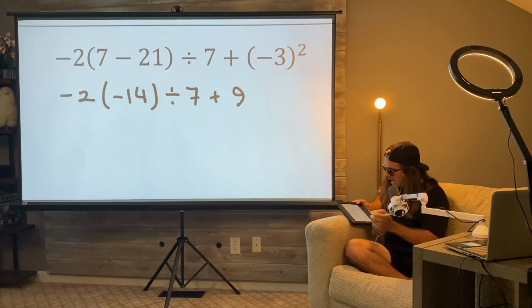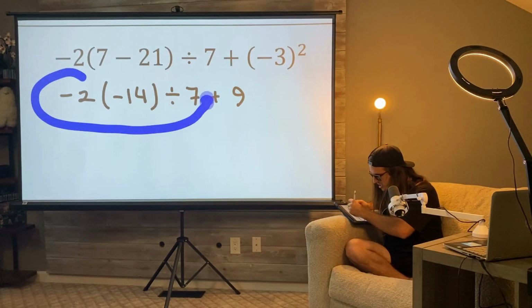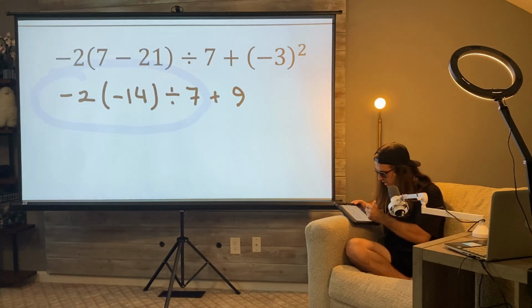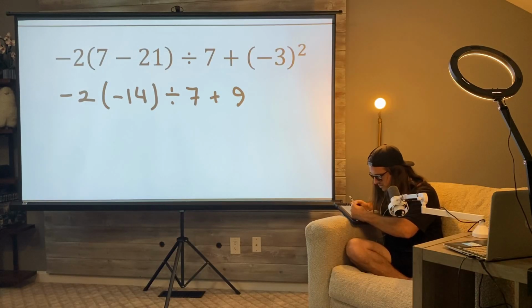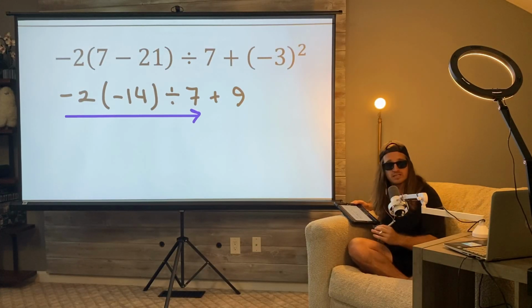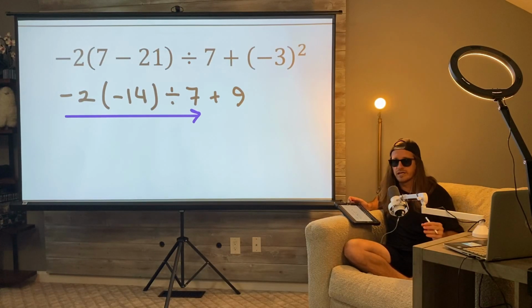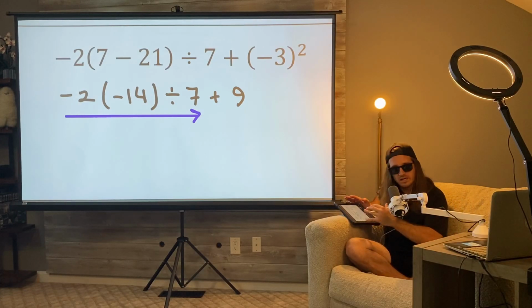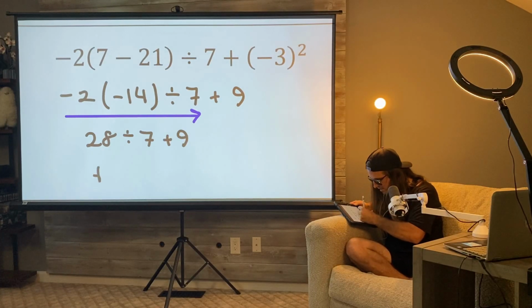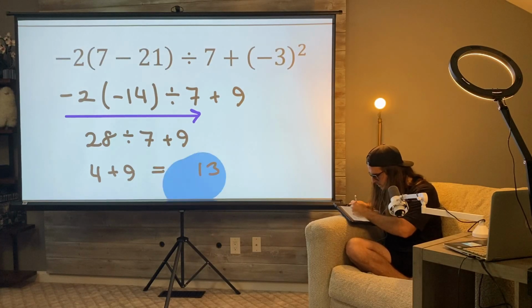All right, now, as far as this section goes, this section contains multiplication and division, which means we work it from left to right. Adding 9 will be the last thing we do. Negative 2 times negative 14. This is negative 2 times negative 14, not negative 2 minus 14 because of the parentheses, and that is 28. 28 divided by 7 is 4, and 4 plus 9 is 13.